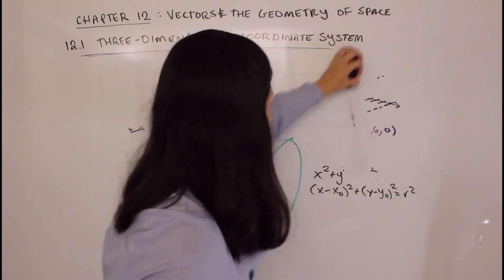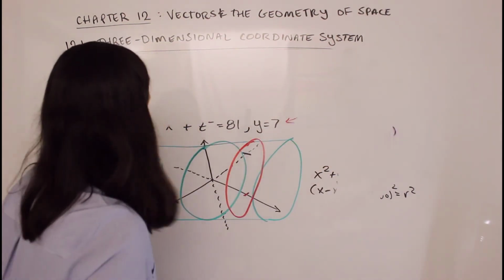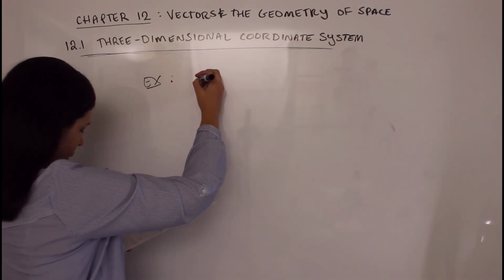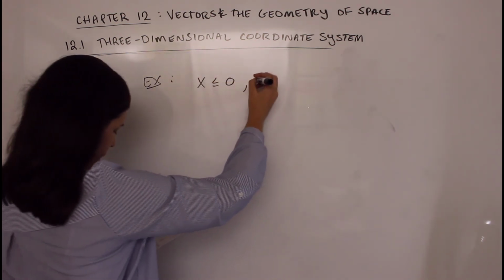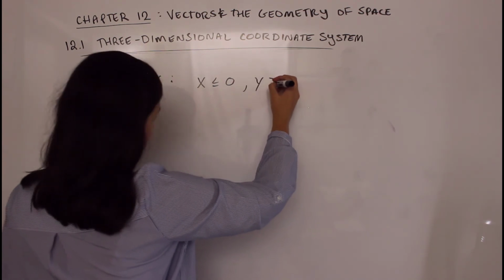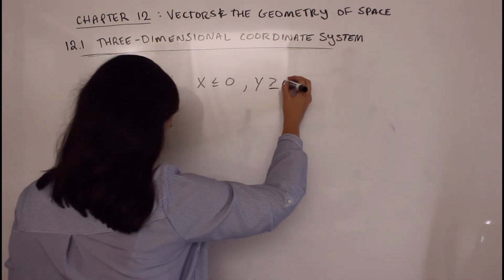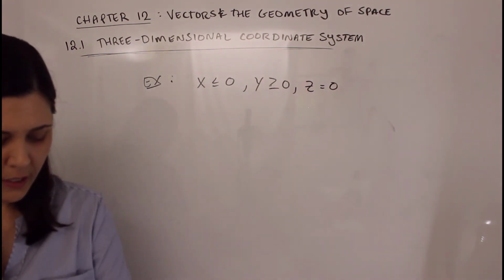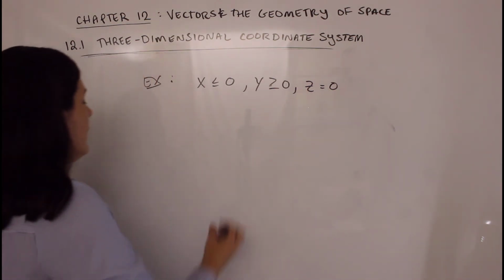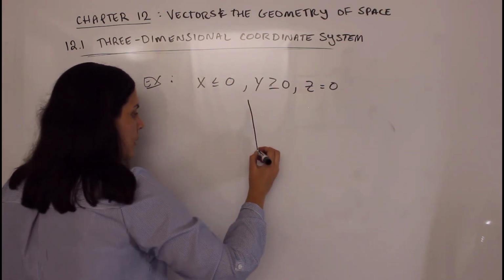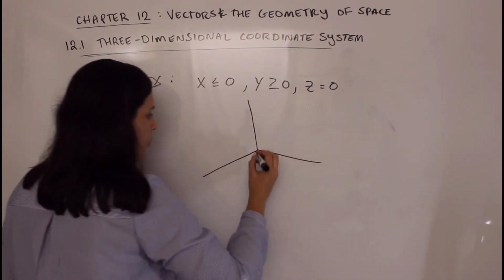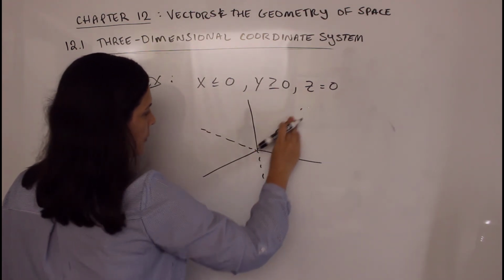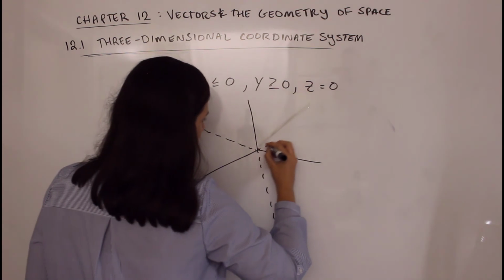Okay, the next one, I'm going to use some inequalities. So this next one, we're going to go with x is less than or equal to 0, y is greater than or equal to 0, and z equals 0. Okay? Alright, let's see what that's talking about. I'll draw my positive z, positive x, positive y. Let's get some negatives in there. And let's see what this means. Let's line that up a little better.